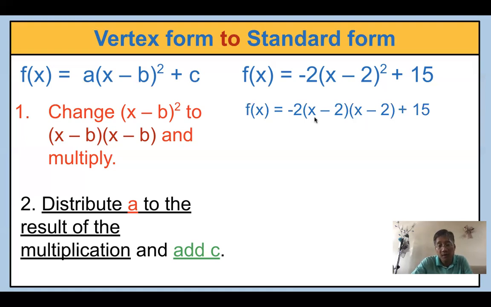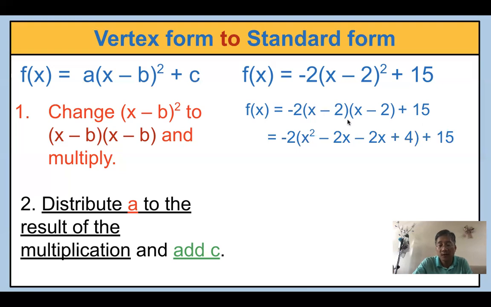You should remember FOIL, right? FOIL: first, outers, inners, last. So you are going to multiply like this. x times x is x squared. x times negative 2, the outer, is negative 2x. When you multiply x and negative 2, we always write down the number first. And then when you are done with the x, you move to the negative 2.